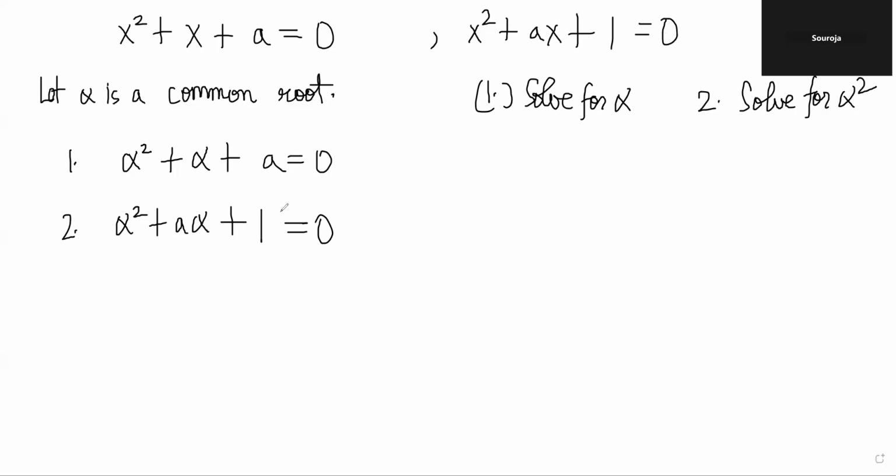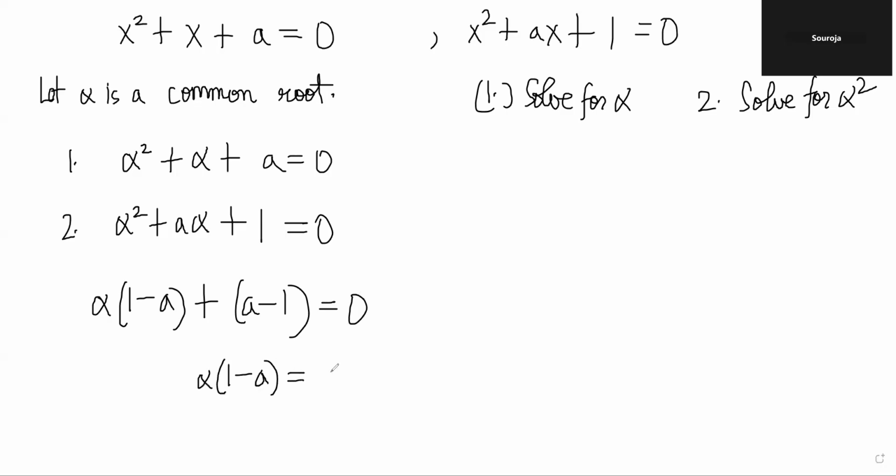That is pretty easy. We don't even have to multiply. We just have to subtract, right? Simply subtract. So we'll get alpha times (1 minus a) plus a minus 1 is equal to 0. Correct? So we are getting alpha into 1 minus a is equal to 1 minus a, right?